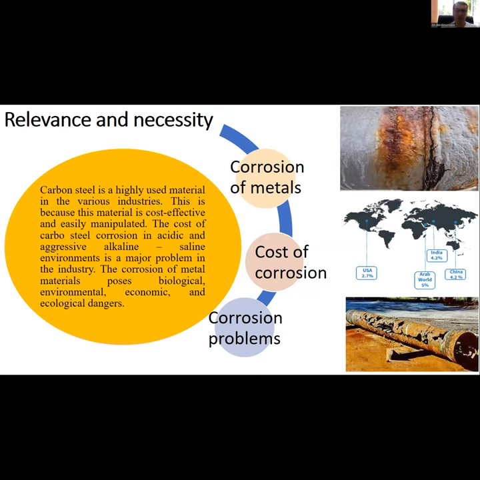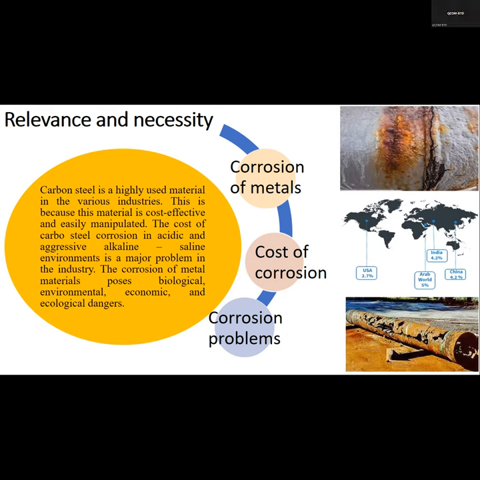So why do we need corrosion inhibitors? Corrosion is a large problem, because metallic materials are widely used in various industries such as the chemical industry, the oil and gas industry, and the petrochemical industry. There are some problems related to the corrosion of metallic materials. The first problem is that materials lose their natural properties through corrosion. The second one is the cost. Every year around the world, there are large GDP losses.